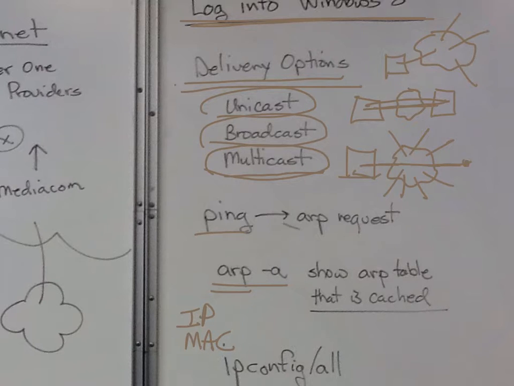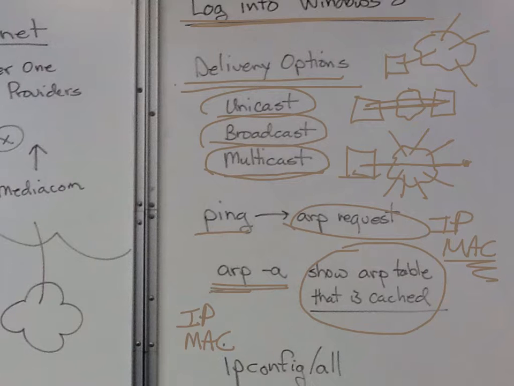When we ping, we do an ARP request first, takes that IP, matches it up to a MAC address, and then we can use that MAC address to contact computers. We can show the ARP table on our computers via this command from the DOS prompt.